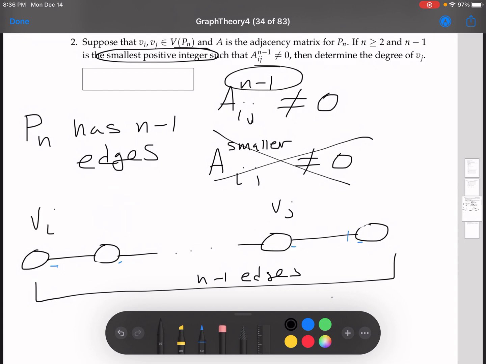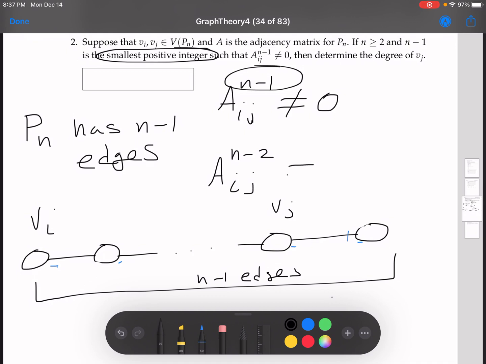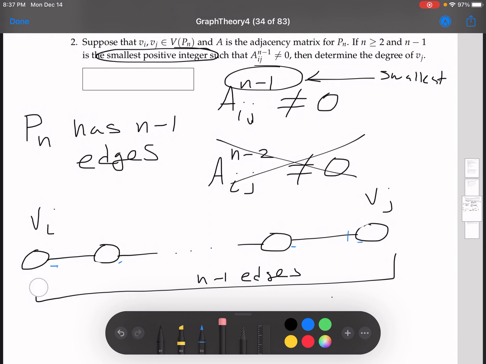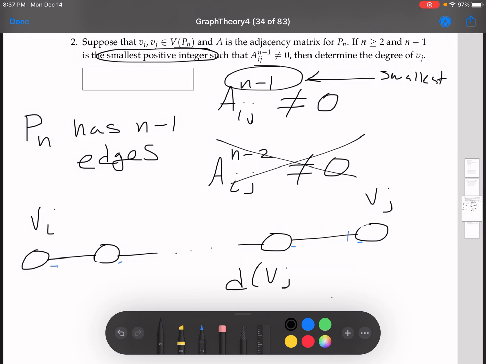So then maybe vi is there. But still, if this is the case, then we have something like A to the n minus 2, ij, is not 0. But again, this is the smallest. So this can't happen. And this forces vj to be an endpoint. And so the degree of vj is 1. Our answer is 1.